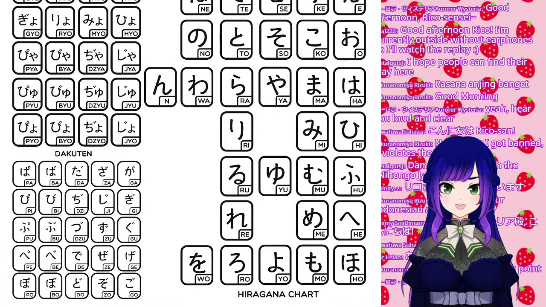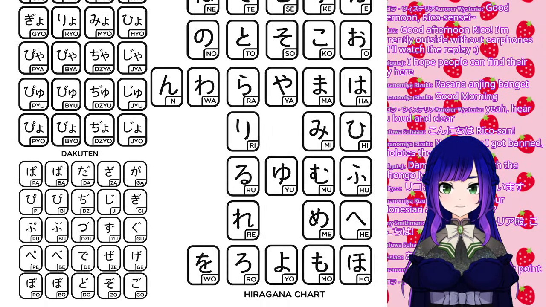This one on the bottom left, you can see the little dots, like two dots next to the letter, upper right. Like on the ka, there's little dots, and then it becomes a G sound, becomes ga. Like ka, ki, ku, ke, ko becomes ga, gi, gu, ge, go.